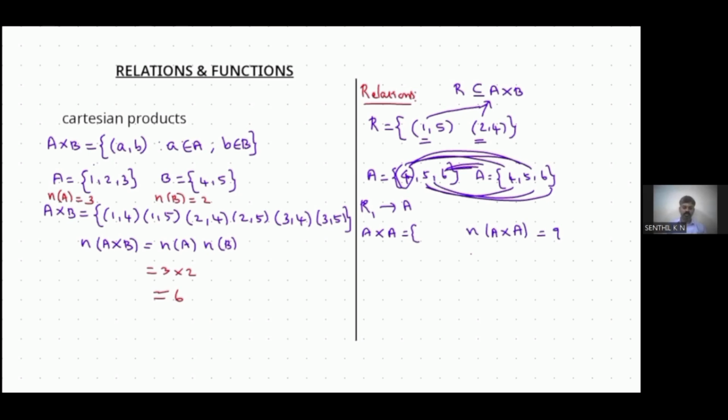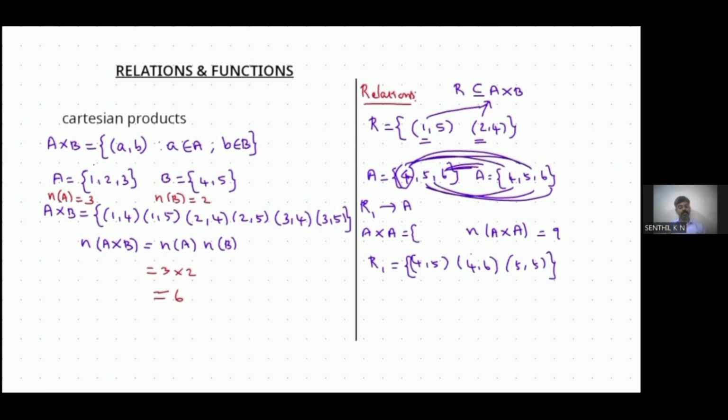Suppose I take R1 as (4, 5), (4, 6) and then (5, 5). R1 is defined on the set A. Here R1 is defined on the set A, and R1 has the elements (4, 5), (4, 6) and (5, 5).